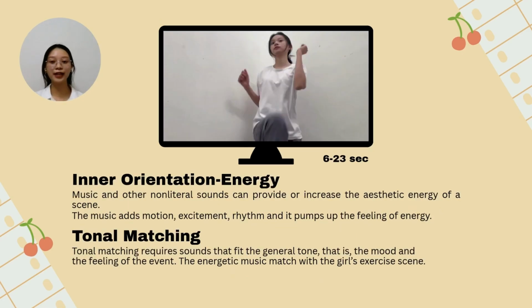There are also 2 techniques in these scenes. The first one is inner orientation to energy. It means that music and other non-literal sounds can provide or increase the aesthetic energy of a scene. And in these scenes, the girl is exercising. The music adds motion, excitement, rhythm, and it pumps up the feeling of energy.